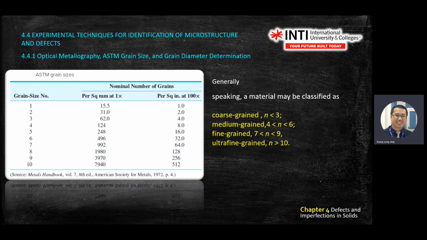So what types? We have 3 general types: coarse, fine, and ultra fine. If your N number is less than 3, it is coarse. If your N is more than 10, it falls under ultra fine.